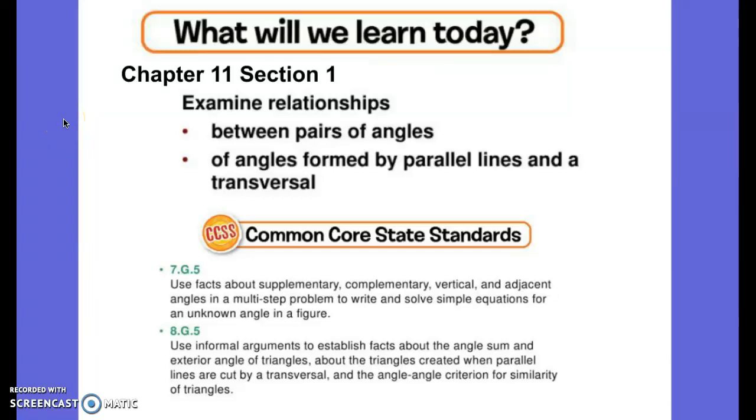Hi guys, so you should have watched the transversal introduction by now, as well as done your vocabulary. You should treat this just as you would taking notes in class. To start with, you need to write the objective at the top of your paper. What you take from this is what's going to be your notes for the next test.